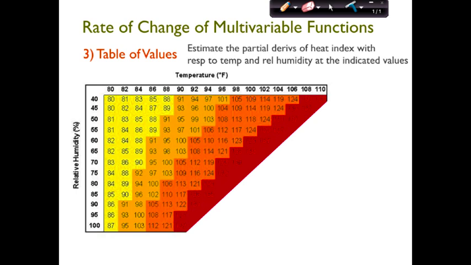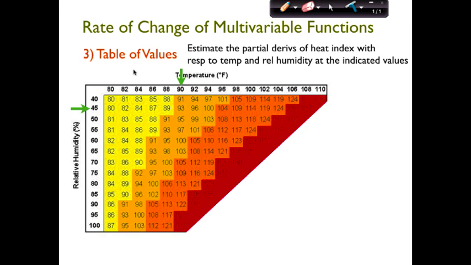Okay, so we want to estimate the partial derivative of heat index with respect to temperature and relative humidity at the indicated values here. So let's start with temperature of 90 and relative humidity of 45. First of all, what does the 93 mean, right? That's the value in the table. What does that mean? Yeah, so when it's 45% humidity and 90 degrees out, it'll feel like it's actually 93. That's the heat index. So that's just the value of the function.